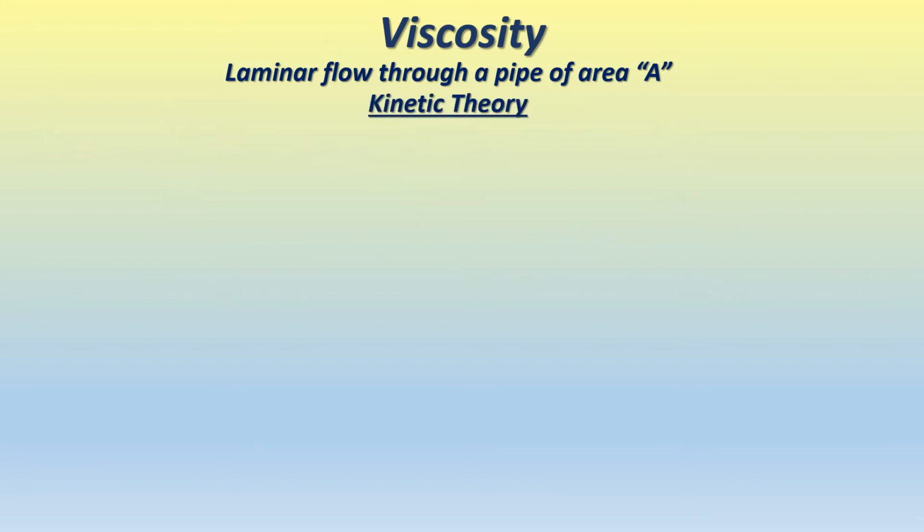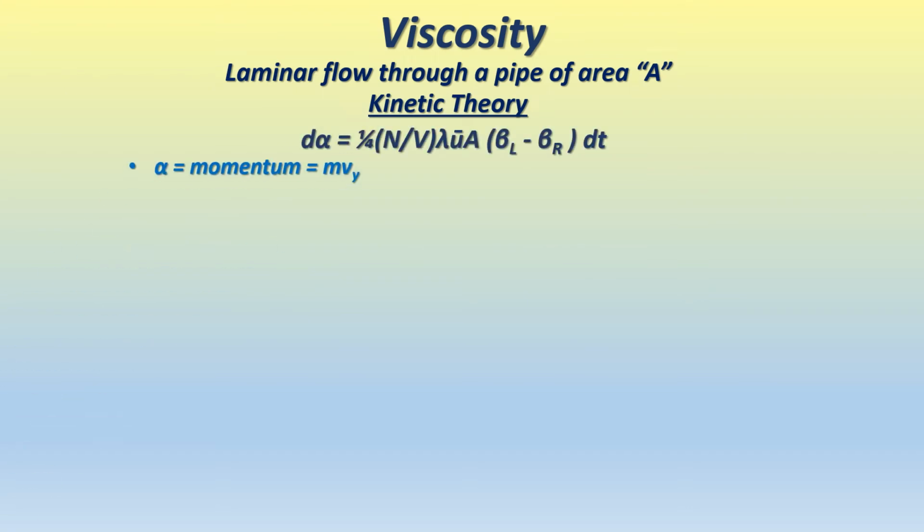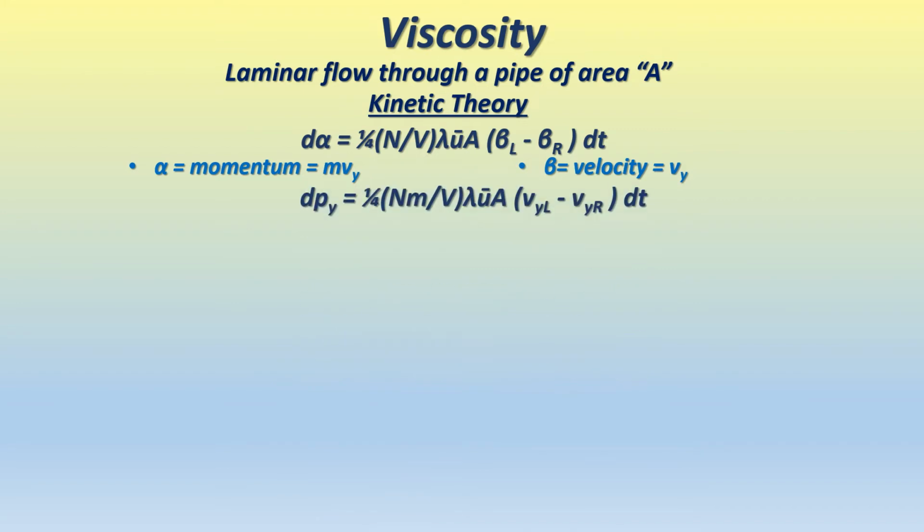So, according to kinetic theory, as shown previously, in this case, the alpha we're looking at is momentum, the mass of the particle moving in the y direction, over a velocity gradient in the x direction, where the particles in the center are moving faster and they move slower towards the boundary on either side. So simple substitution says the change in momentum is going to be 1/4 n times m over V times the mean free path, average velocity, pipe diameter, difference in velocity times the change in time.